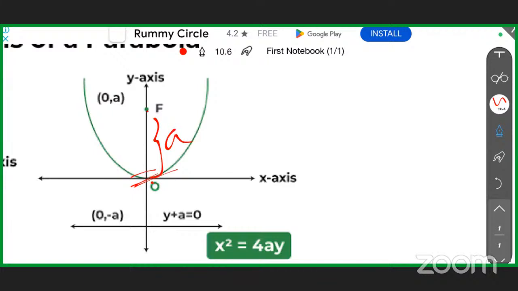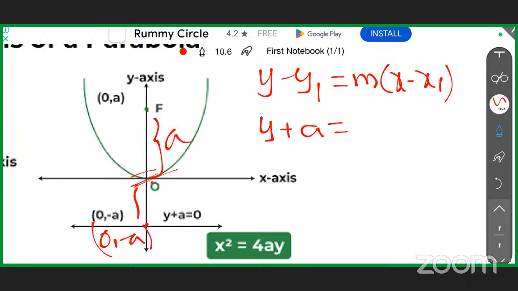Now we have to find the equation of this directrix. So we'll consider a point here that will become (0, -a), because this distance is a and towards the negative axis. A point on the y-axis, x is 0, so (0, -a). Same thing we'll use. The line is there, the point is there. We have to find the slope of the line. So y minus y1 is equal to m into x minus x1. So that is y plus a is equal to slope.